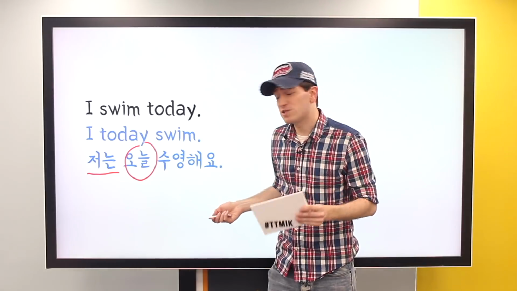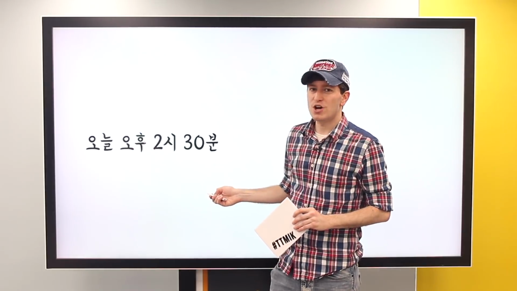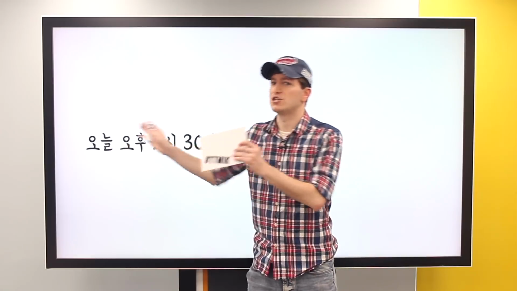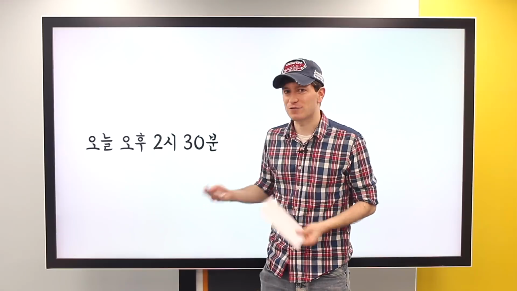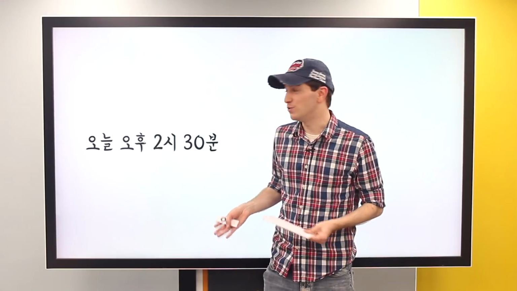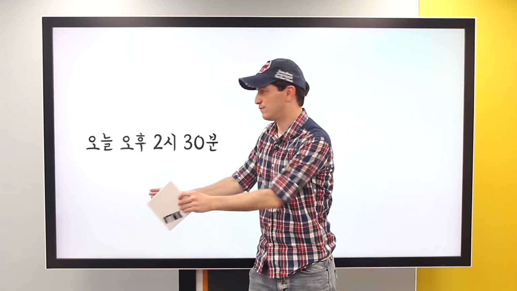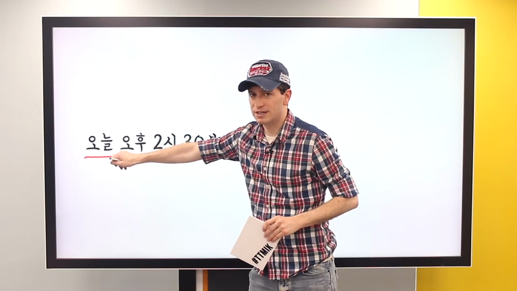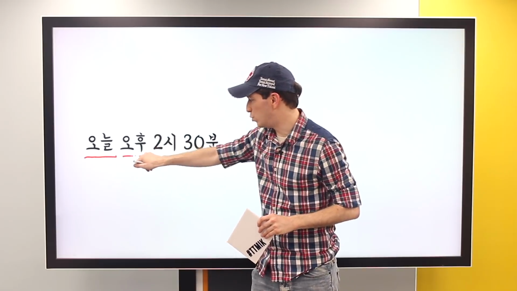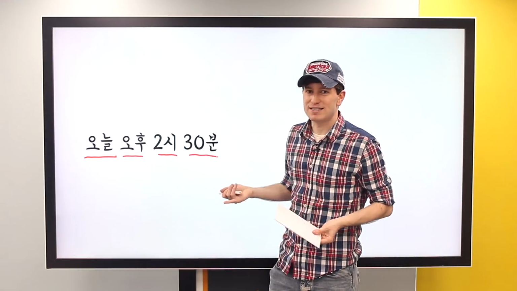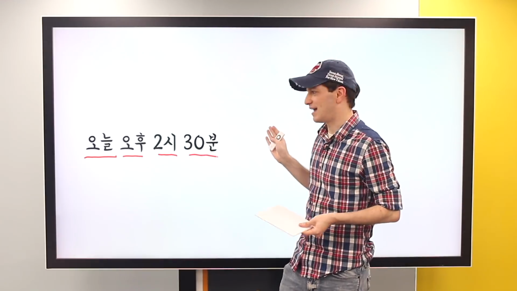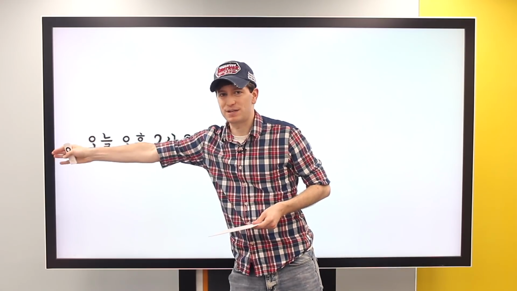And if you want to be more specific, the time will always go in the order of largest to smallest units. So if you wanted to say something like, today in the afternoon at 2:30 p.m., you would first organize the largest unit first, which is today, 오늘, followed by p.m., 오후, 2시, 2 o'clock, 30분, 30 minutes. And if you wanted seconds, it would go after that. And a year, it would go before that because it's larger.